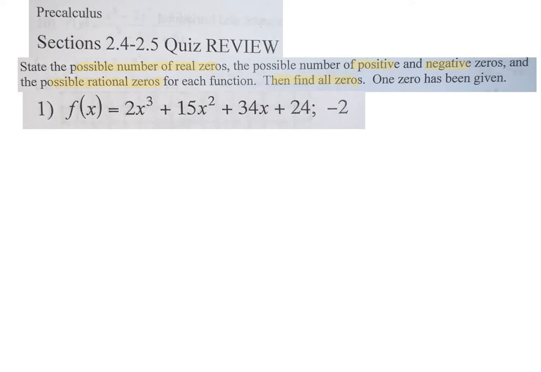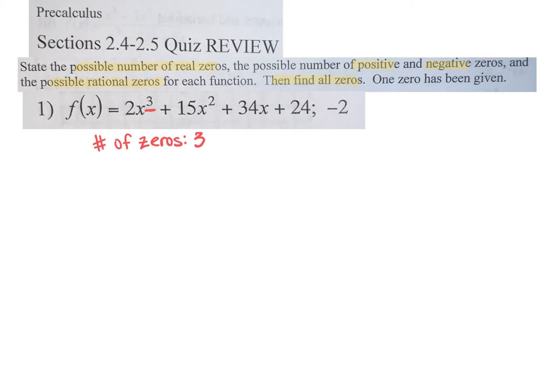All right, so the first one's very simple. The number of zeros. What do we look at to find the number of zeros? Yeah, my degree. So that is going to be 3. All right, 3.